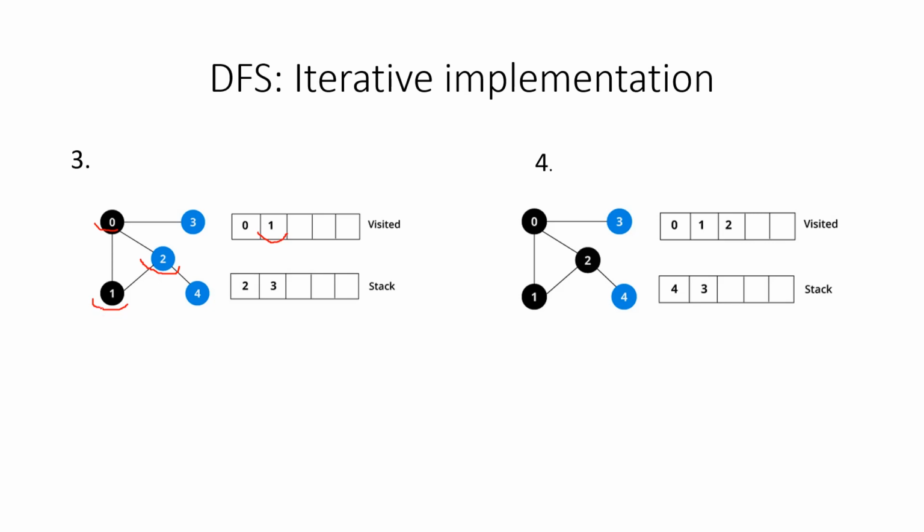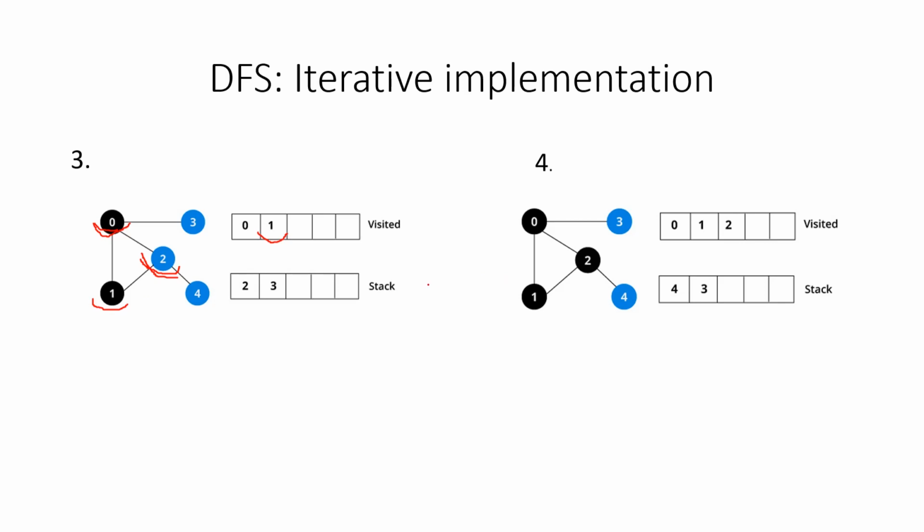So when we take out 1 from the stack and explore all the adjacent elements of 1, we visit all the adjacent elements of 1, but here we see that 0 is already visited and 2 is already in our stack, so we don't put anything into the stack. We just take out 1 and that's it.